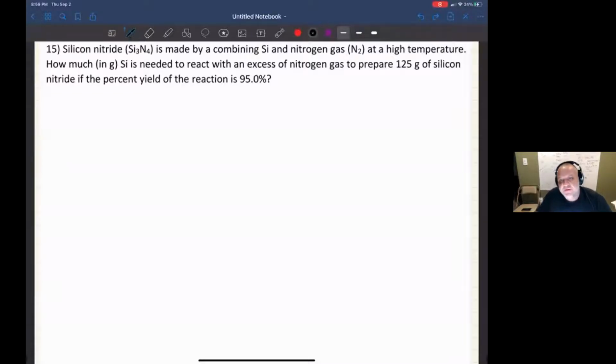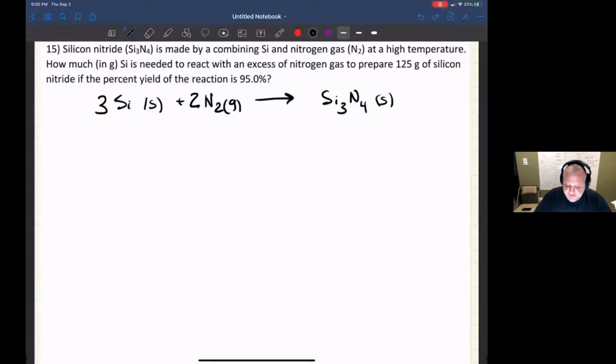Okay, this problem is a percent yield problem, but it kind of turns the percent yield on its head, and it asks it in a way that you may not have worked with percent yield in the past. What it's saying is that silicon and nitrogen get together and form silicon nitride. Now, of course, we need to balance the equation. So 2 nitrogens and 3 silicon.